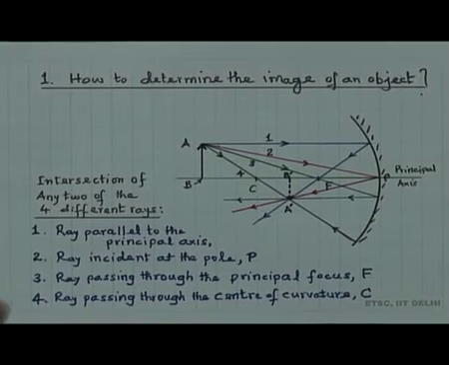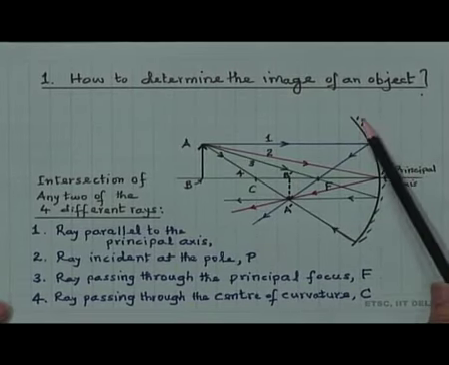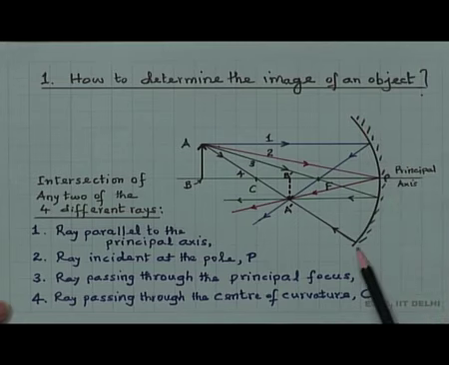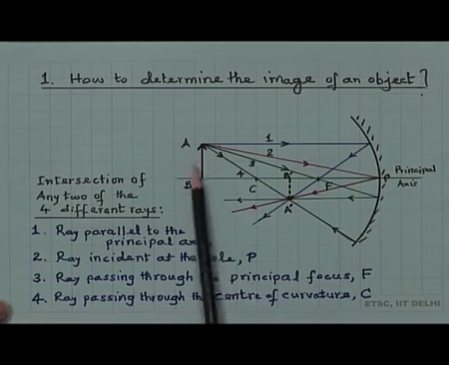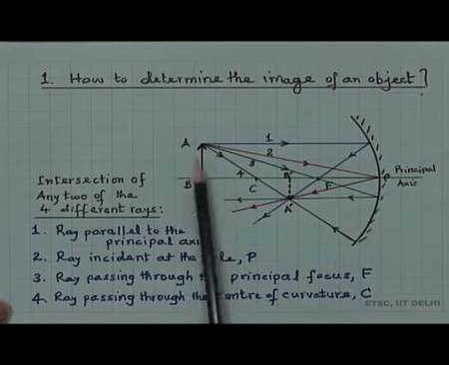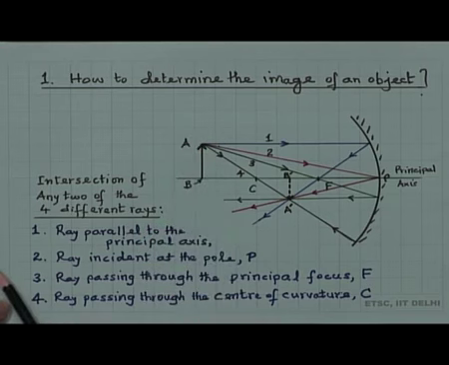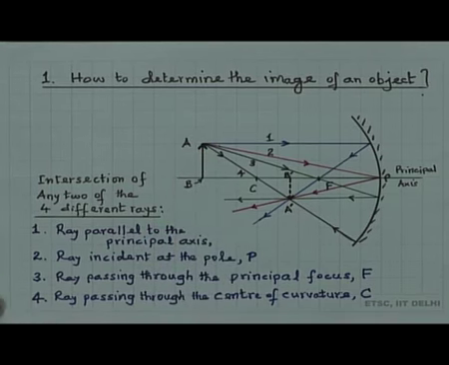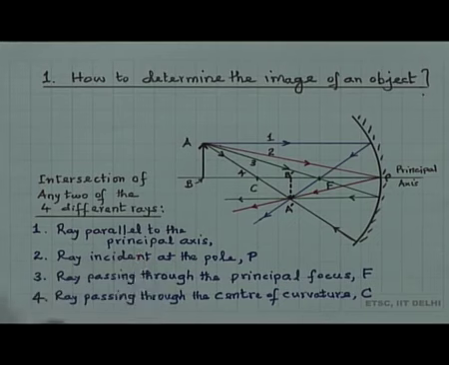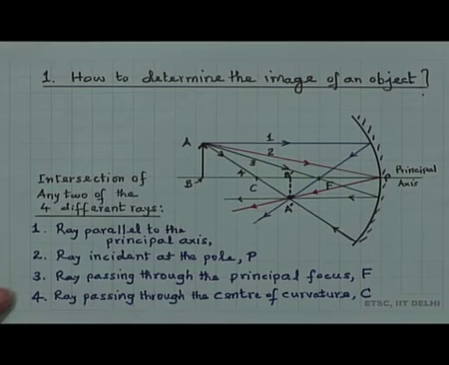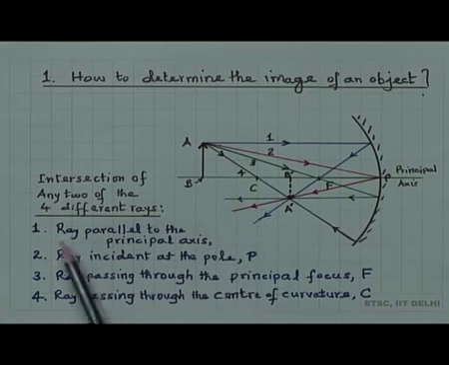First, how to determine the image of an object? So, here it is. I have considered a spherical mirror here, a concave mirror, and AB is the object, this is the linear object or laterally extended object AB. To determine the image, as we discussed in the last class, we could consider any two rays and find out the point of intersection. So, there are four different rays which could be considered.